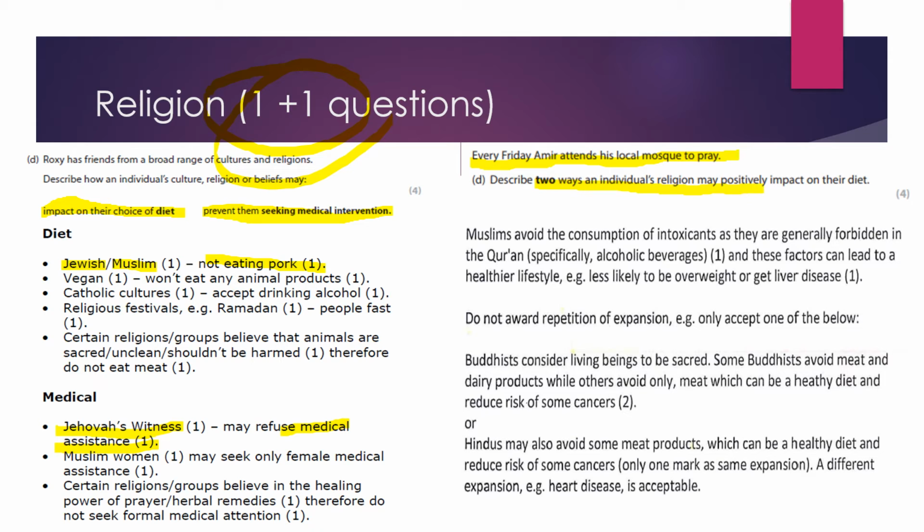2 ways religion may positively impact on diet. So again, this was a really weird question, and it threw a lot of students, because obviously you have to be very specific. Amir being Muslim, he would not consume pork, as it says in that previous question. And then you'd have to say how that would benefit him health-wise. So the idea that it's a reduction in fatty foods and it can risk obesity and other health conditions. It could be that, based on the religion, they don't consume alcohol, which would reduce liver disease. They may not smoke, so that would reduce lung disease, heart disease. So it's trying to be very specific about the religion and then the impact on health.